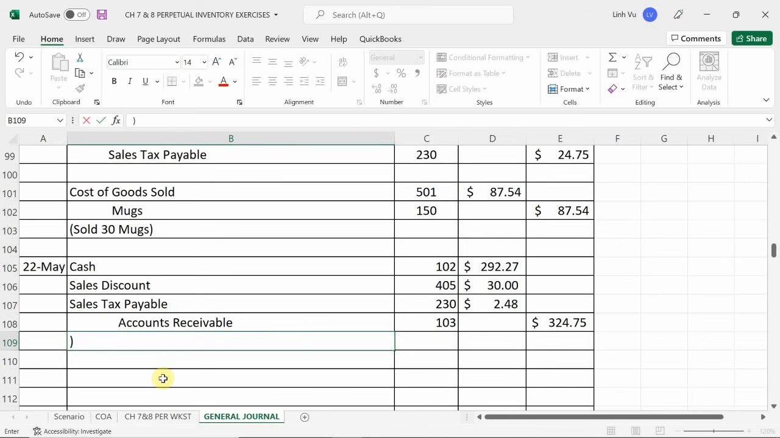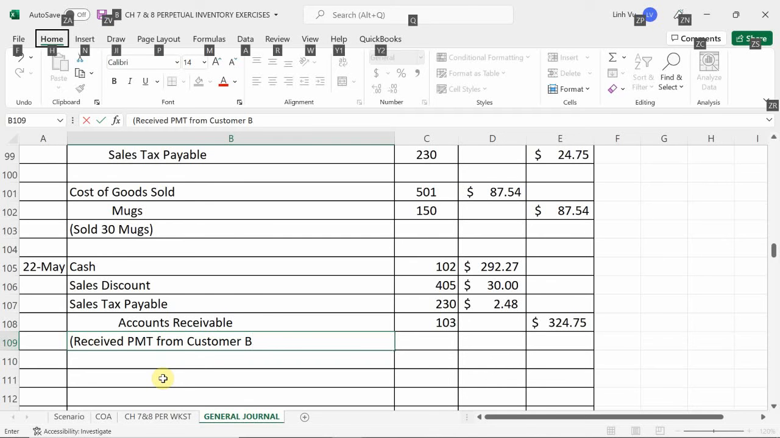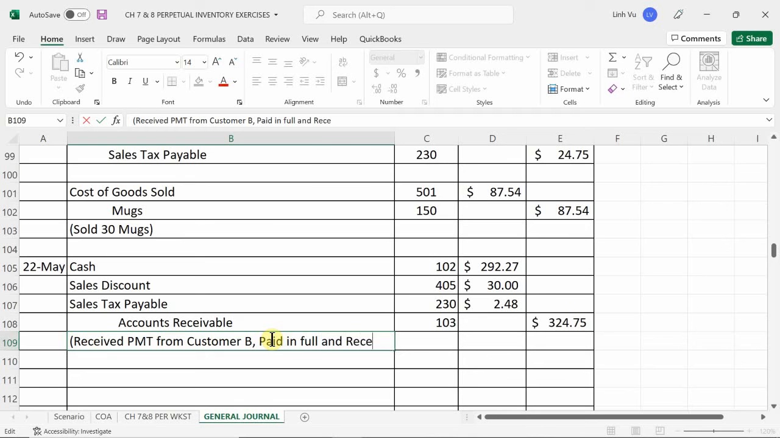So in this case, what we can say here is: receive payment from customer B, paid in full, and received 10% discount.